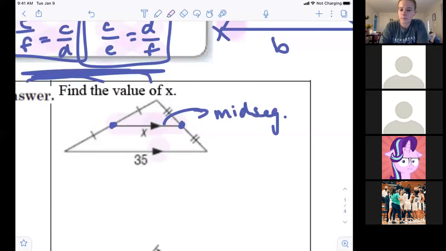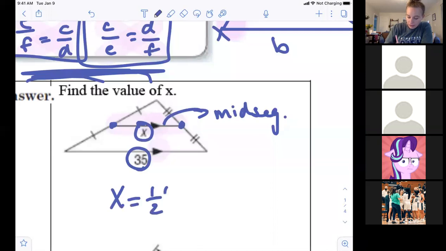It's 1/2 of the bottom one. It's 1/2 of the side opposite it. So the mid-segment is equal to 1/2 the opposite side. So x is equal to 1/2 of 35, which is 17.5.